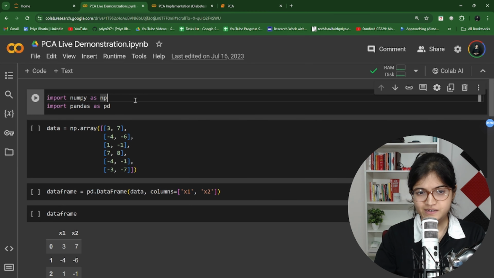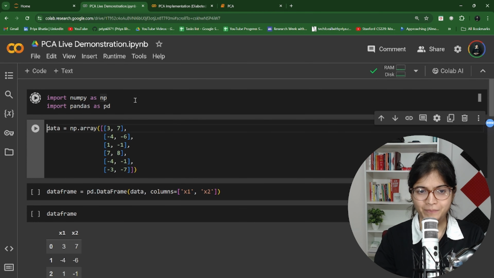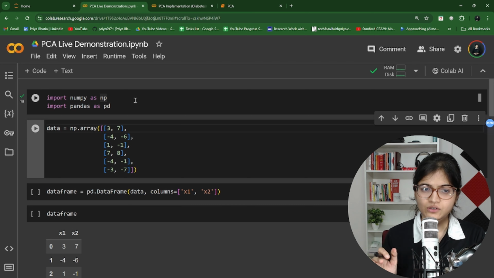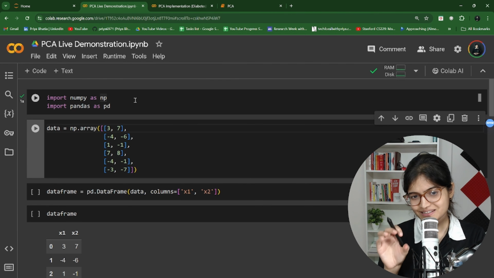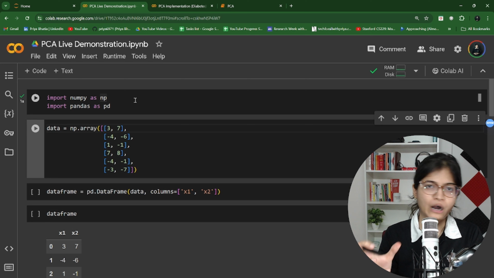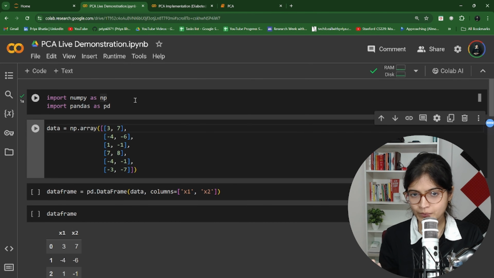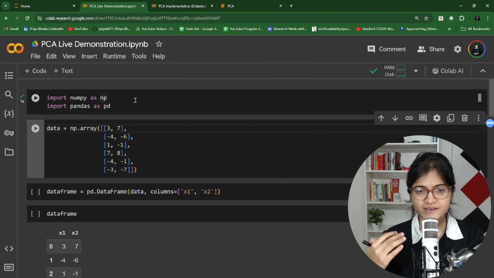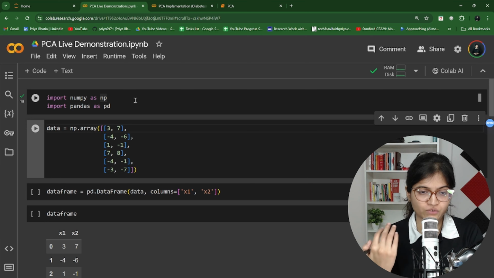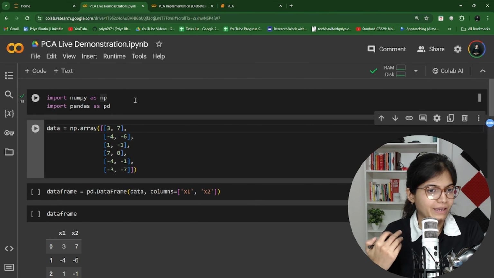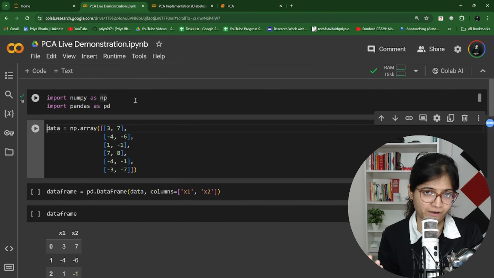So we are importing the packages NumPy and Pandas. By the way, it is not a hands-on implementation. This is just to illustrate how the principal components will be formed. Rather than writing the steps, let me show you, because when we see the visualization, we will understand in a much better manner, right?